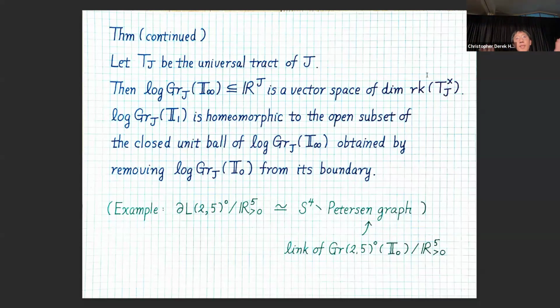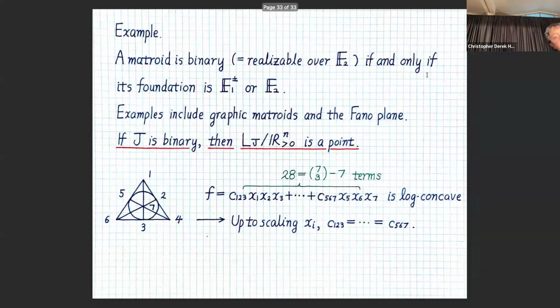Okay, so again, this sounds like a rather abstract statement, but I'm going to tell you some corollaries which you can tell your calculus students. It produces many elementary statements that might seem surprising if you see them for the first time. Here is the example that was most striking when I first saw this. Suppose you have a binary matroid. This is simply a matroid that's realizable by a vector configuration over F2. For example, any graph is binary.